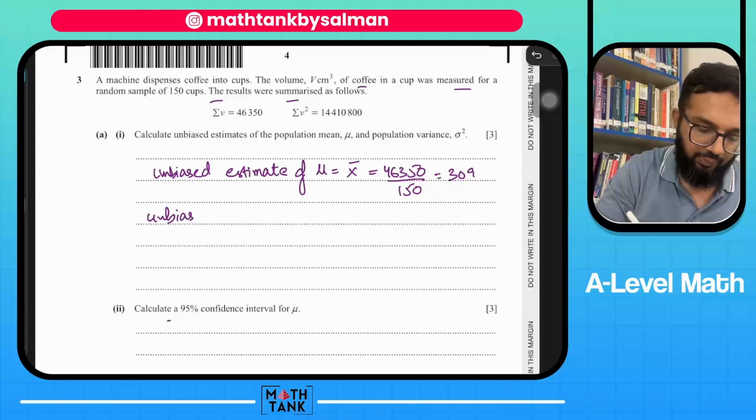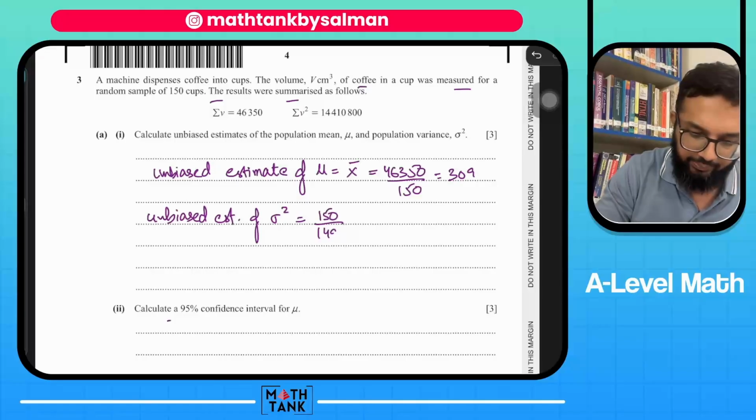Unbiased estimate of sigma square is n over n minus 1 times the formula for variance.